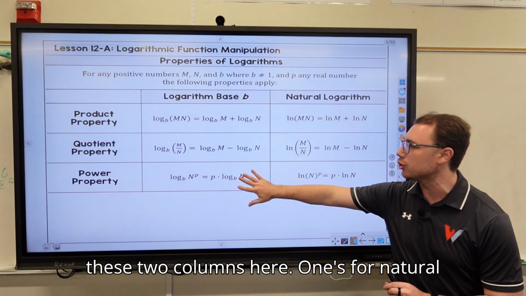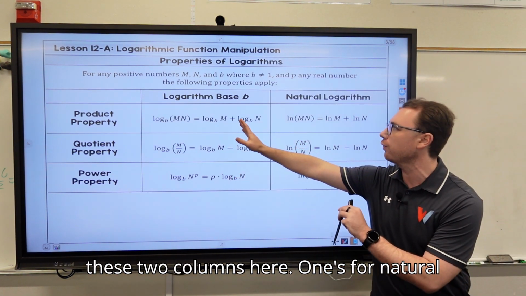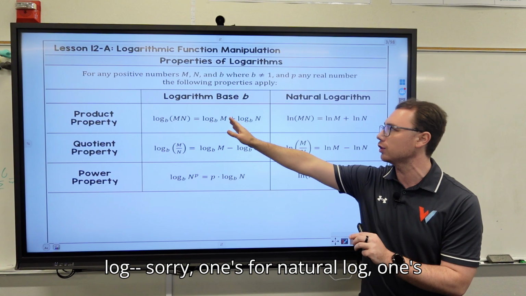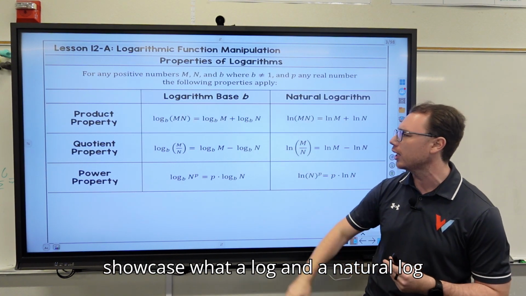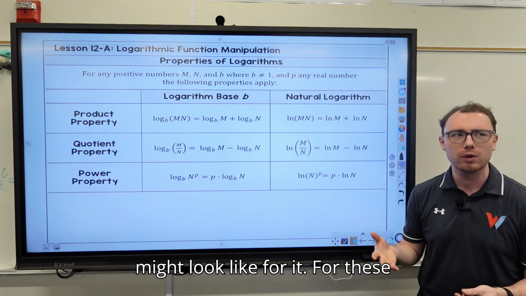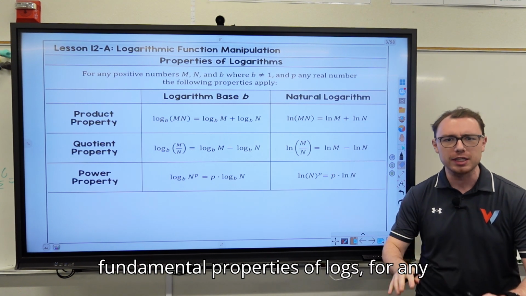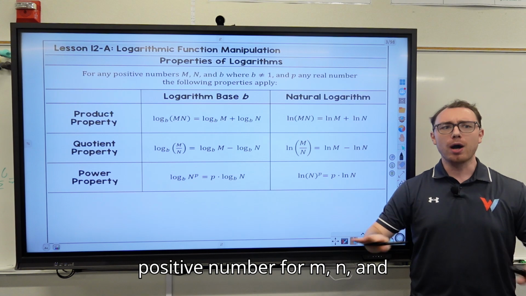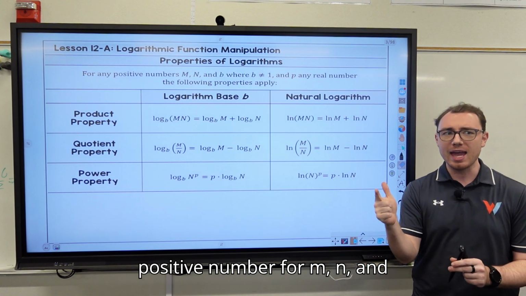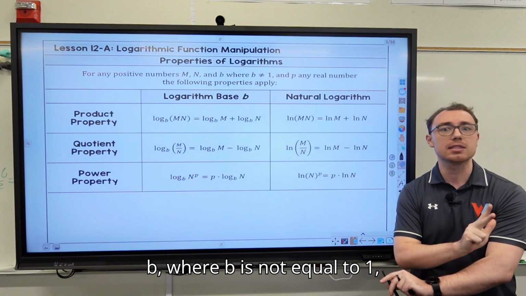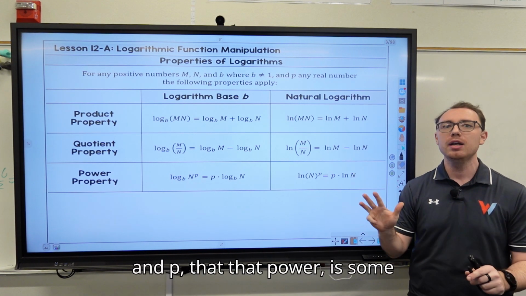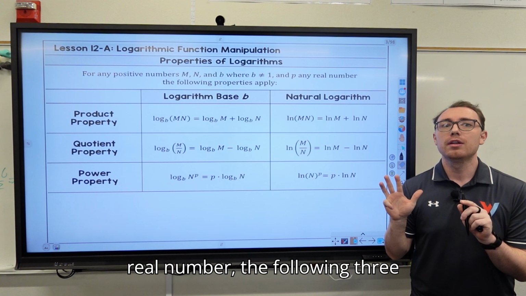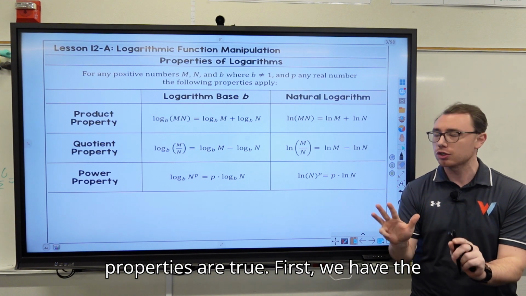In general, we have these two columns here. One's for natural log, one's for common log. They really just do the same kind of thing, but I want to try and showcase what a log and a natural log might look like for it. For these fundamental properties of logs, for any positive number for m, n, and b, where b is not equal to 1, and p, that power, is some real number, the following three properties are true.